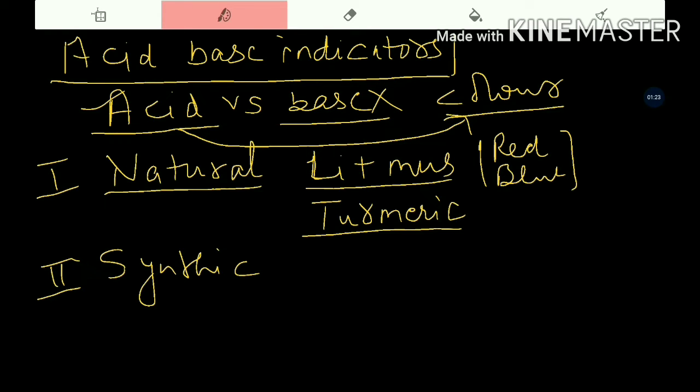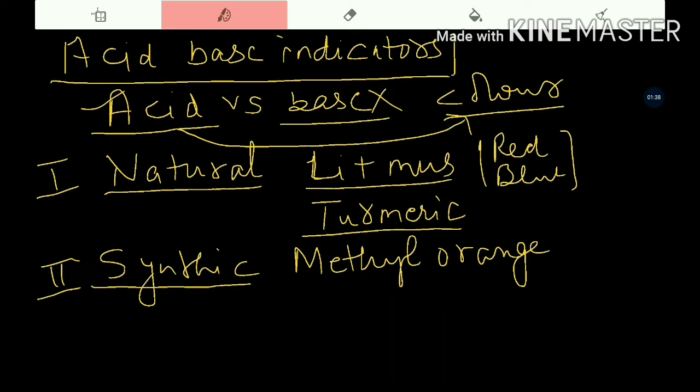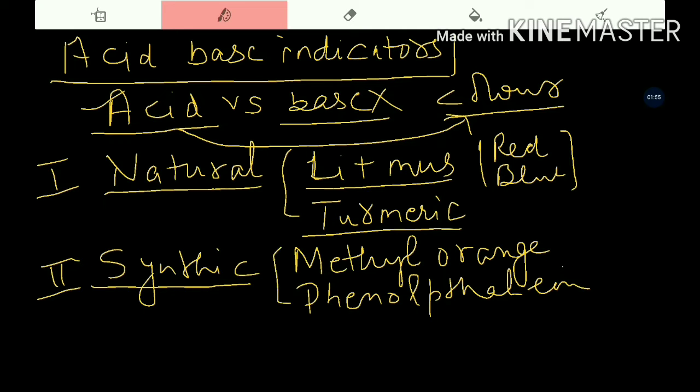As the name suggests, synthetic indicators are the indicators which we obtain from the lab, that is, they are man-made. For example, methyl orange. As the name suggests, it is a little bit orange in color. The second indicator is phenolphthalein. Phenolphthalein is colorless, so it is a colorless indicator. Today we are doing two examples each of natural and synthetic indicators, and the third type is olfactory indicators.